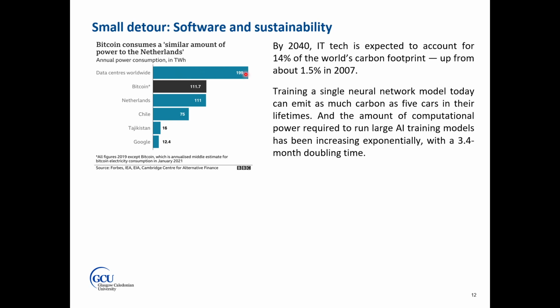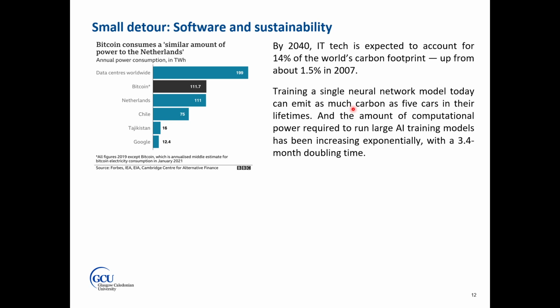And I found this news on the internet the other day. It says that by 2040, IT technology is going to account for 14% of the world's carbon footprint, up from 1.5% in 2007. So you can see that computers in 2040 are going to use 14%, which is a lot. And then something quite interesting here, and this is that training a single neural network model today can emit as much carbon as 5 cars in their lifetimes.